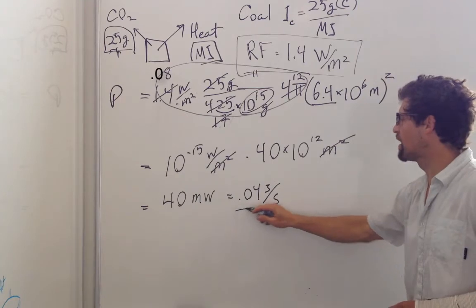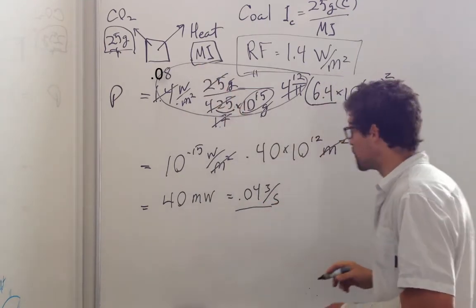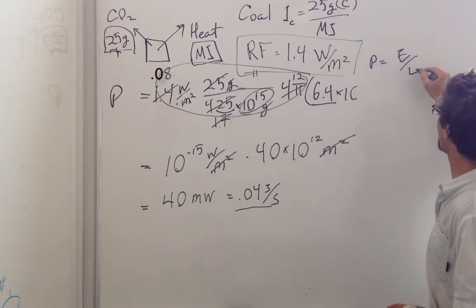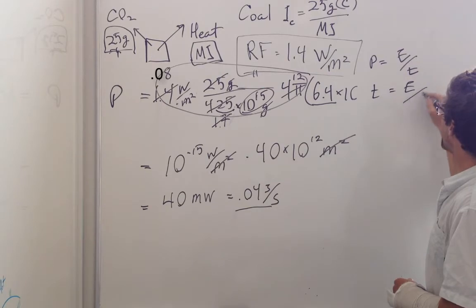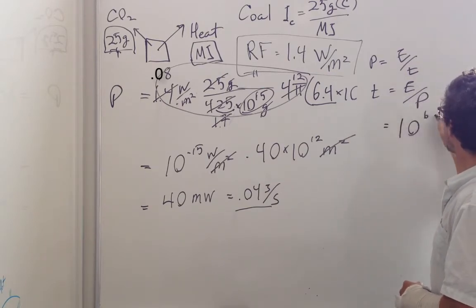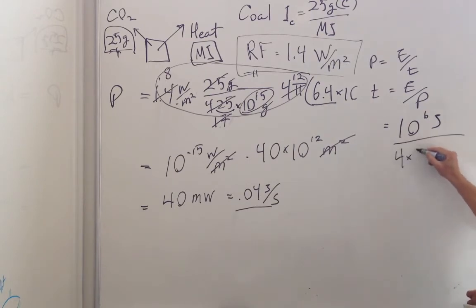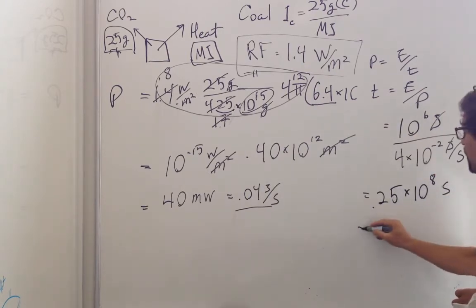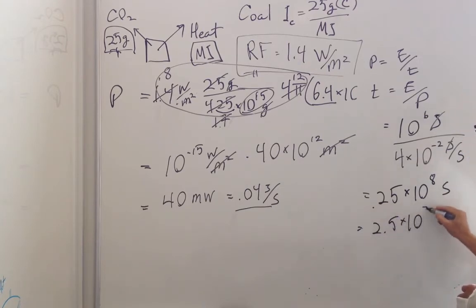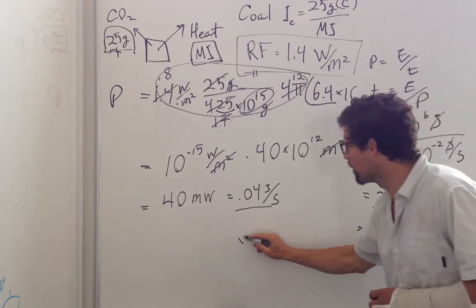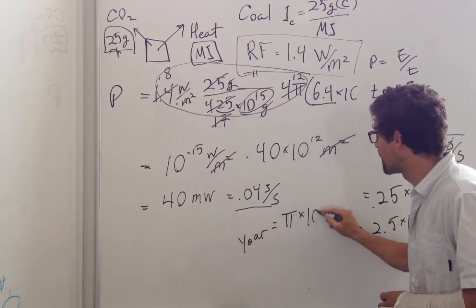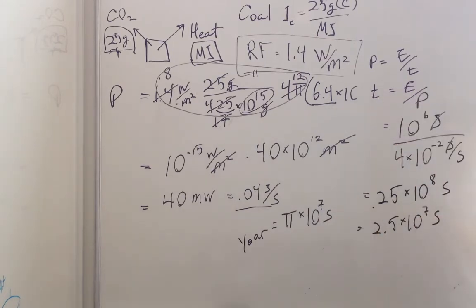And we want to know how long does it take this small amount of power to provide us with a megajoule. We know that power is equal to energy divided by time, and so time is equal to energy divided by power, which is 10 to the 6 joules divided by 4 times 10 to the minus 2 joules per second. Joules cancel, and I end up with 0.25 times 10 to the 8th seconds, or 2.5 times 10 to the 7th seconds. What we remember is a year is equal to about pi times 10 to the 7th seconds. And so this is 2.5 over 3.14, and so we're talking about 9 months.